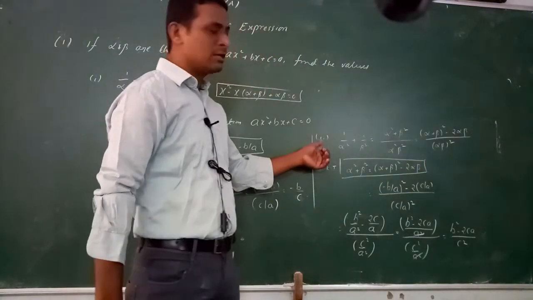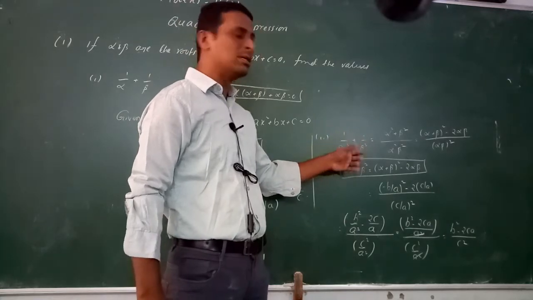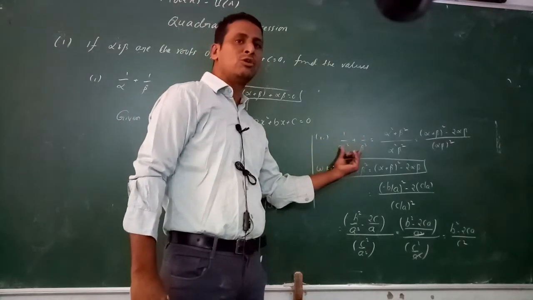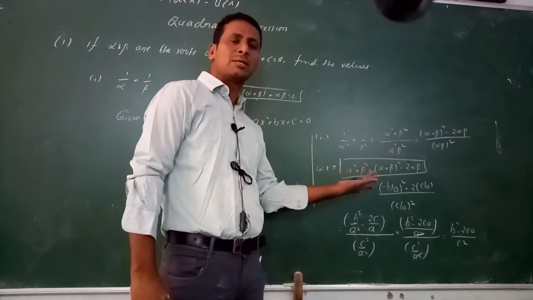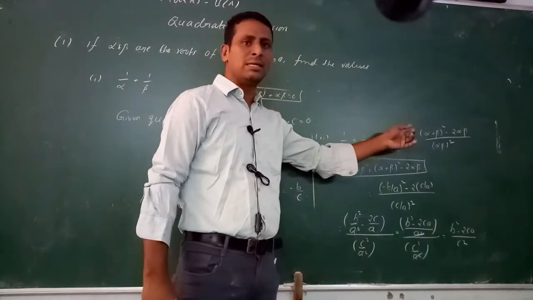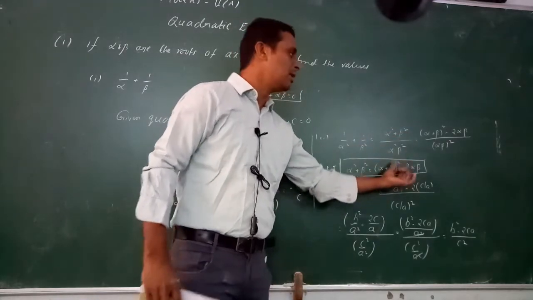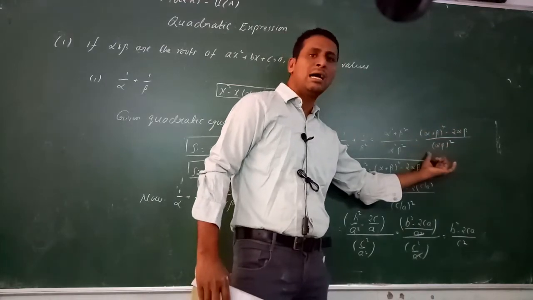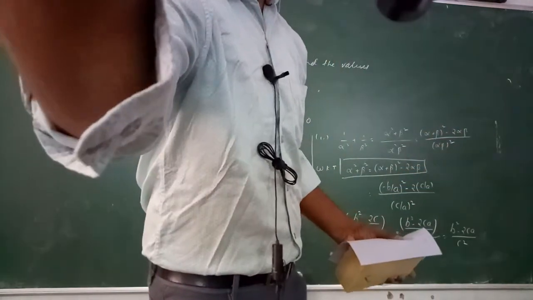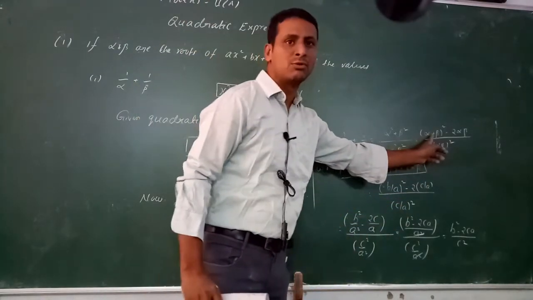So what is the second problem given here? 1 by alpha square plus 1 by beta square. What is the LCM here? Alpha square into beta square. How to write the numerator? Alpha square plus beta square. So this alpha square plus beta square value is alpha plus beta whole square minus 2 alpha beta, by alpha beta whole square.